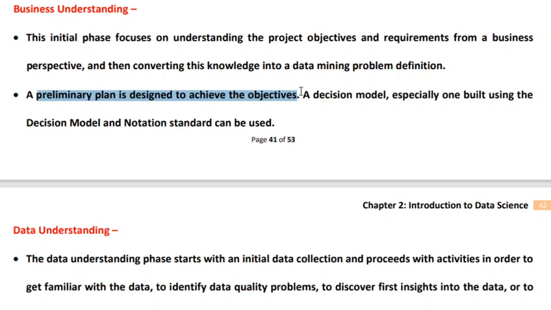So how is it done? It is done with the help of models or business models. A decision model, especially one built using decision model and standard notations, is used. So this is very much important. Here we take the aid of business models in order to formulate a plan for achieving our business objectives.